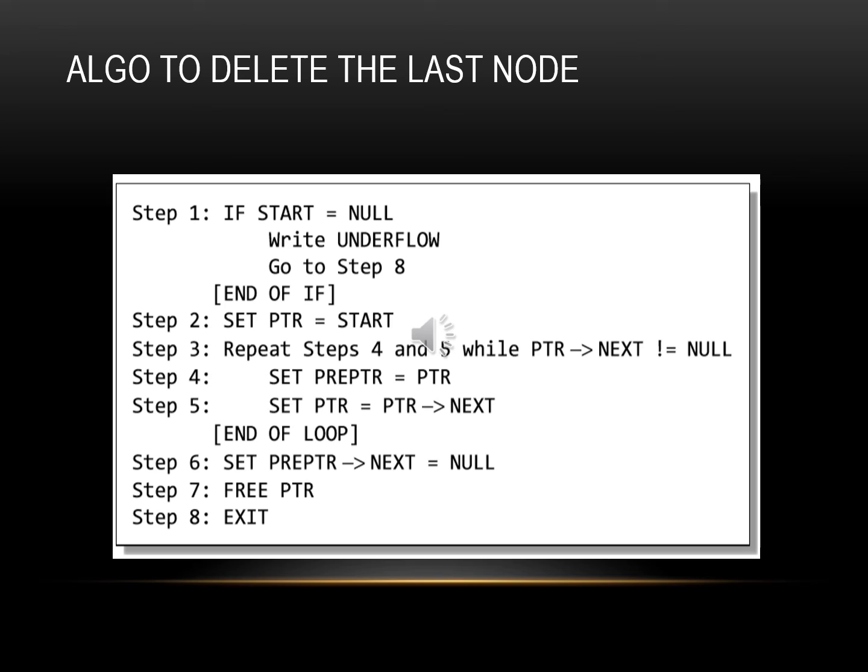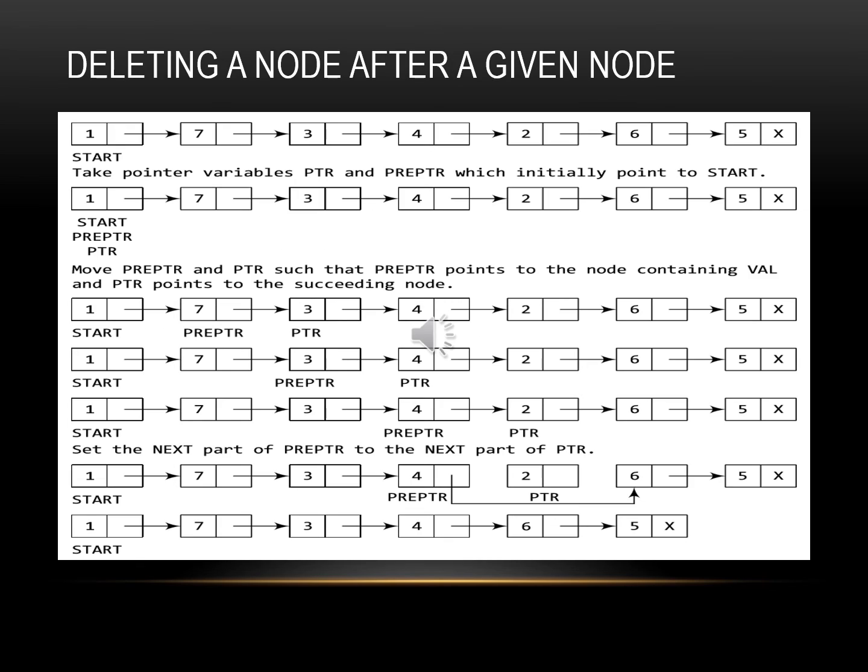Set pre-pointer equal to pointer and pointer equal to pointer next. So we will keep moving the pointer as well as the pre-pointer. When the loop ends, we will just change the next part of the pre-pointer to null and we will free the pointer, that is the last node. So this is the next algorithm.